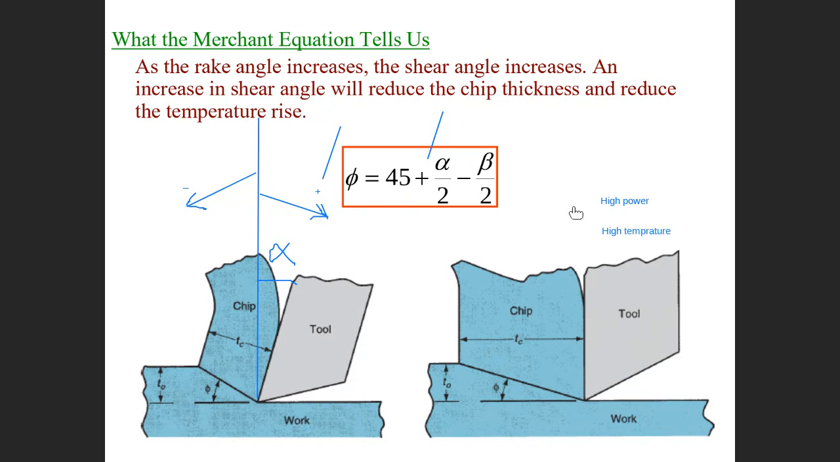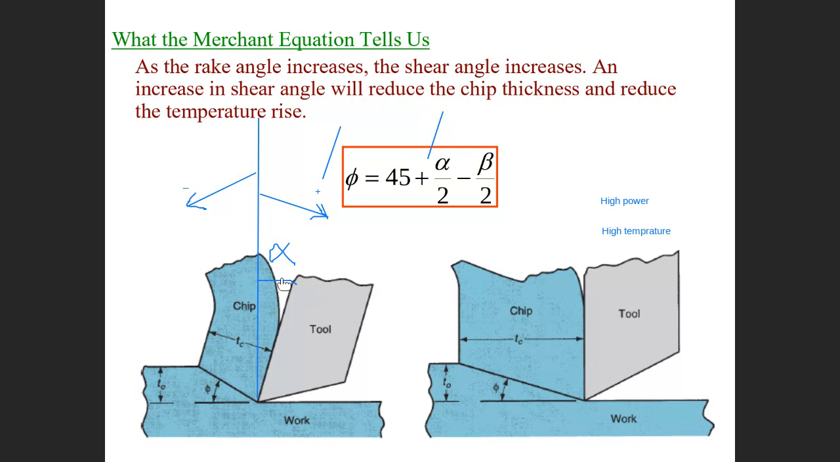This one is associated with high power and high temperature. When alpha is smaller, phi is smaller, you get high power and high temperature. Any question? When alpha is bigger, phi also is bigger, you get less power and less temperature. This reduction is desired.